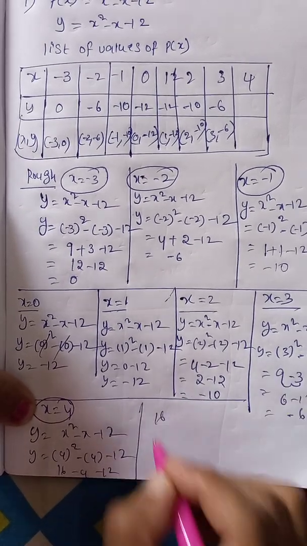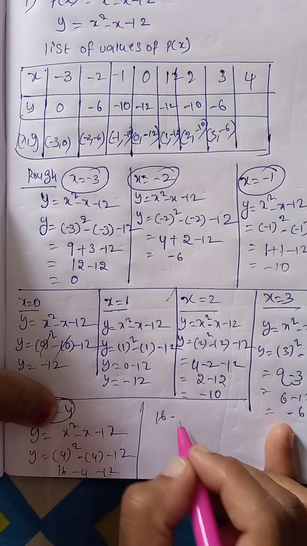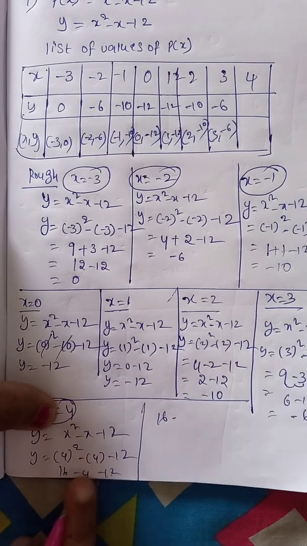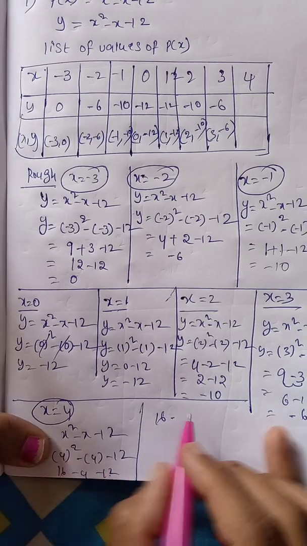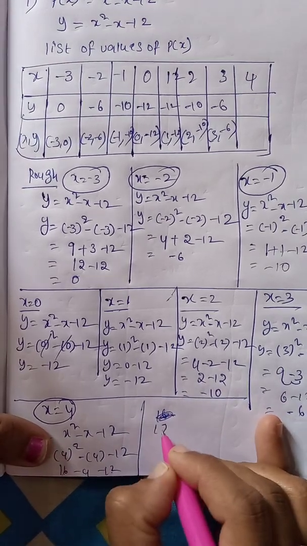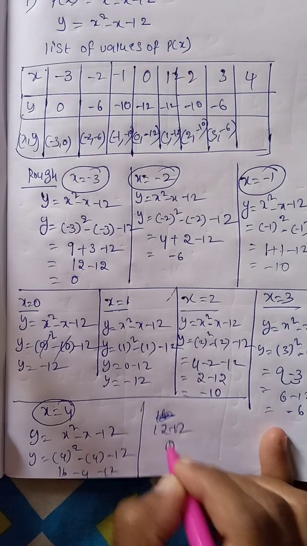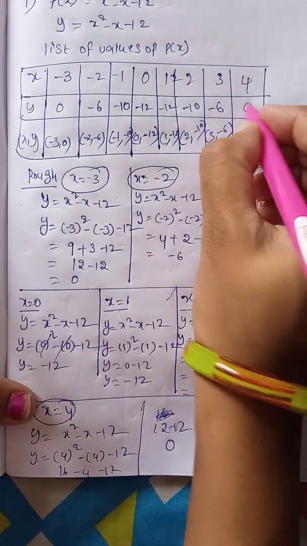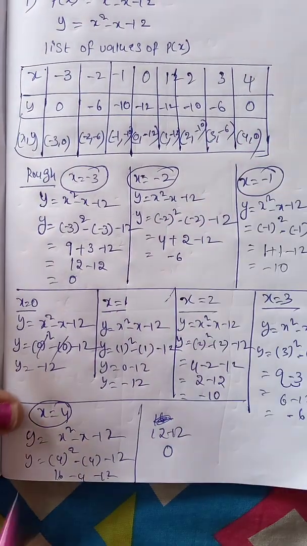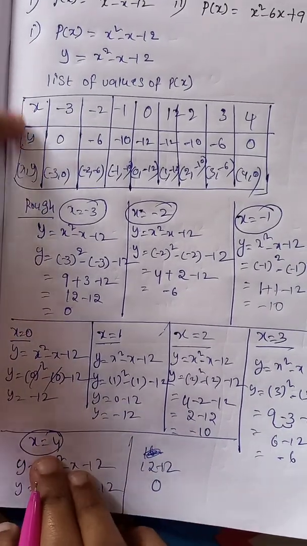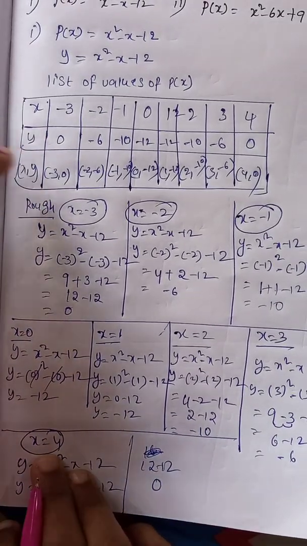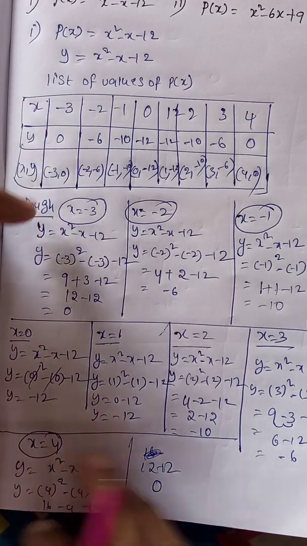Okay, 16 minus 12 minus 4. Sorry, 16 minus 4 is 12, so 12 minus 12 is 0. So for x equal to 4, the y value is 0, that is 4 comma 0. Now we have got all the x and y values. Just list out all these values on a graph.